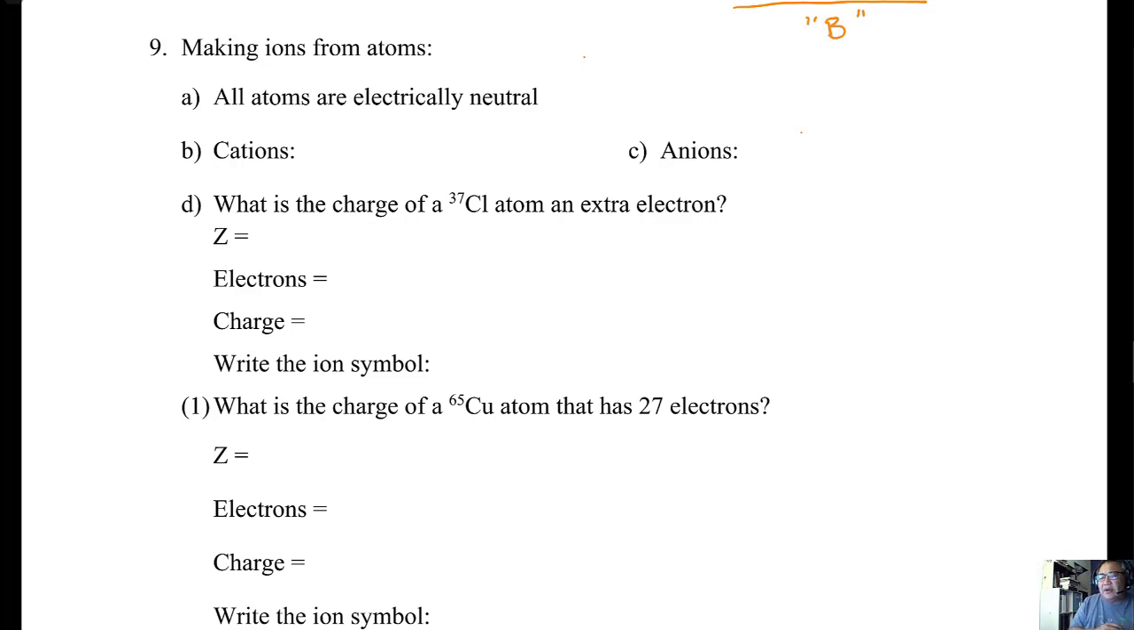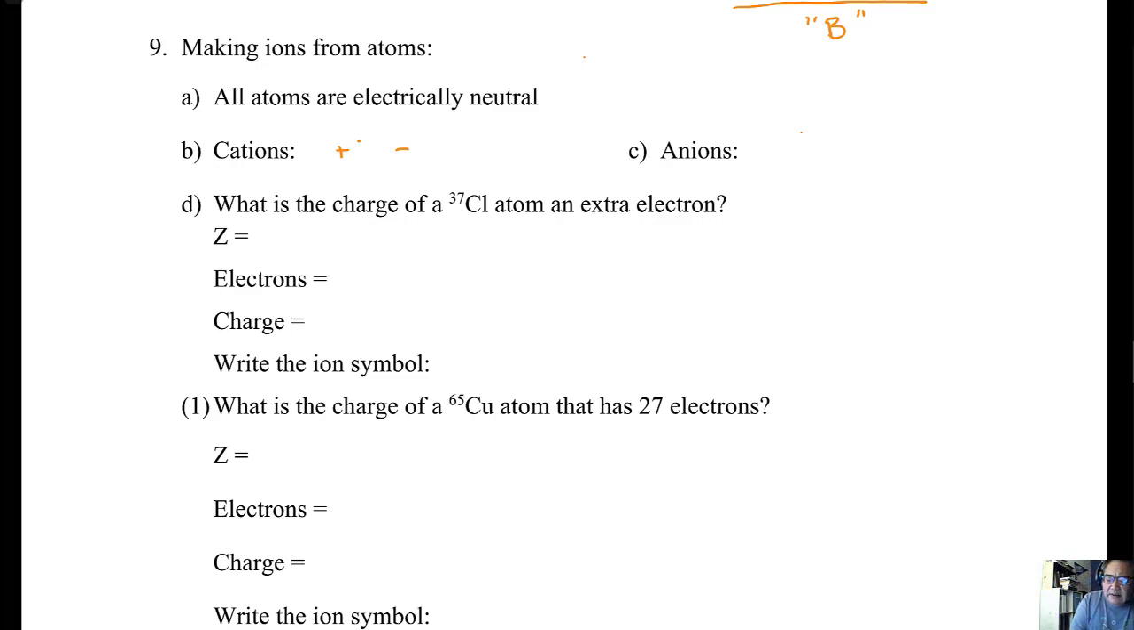So cations have a positive charge, right? So if cations have a positive charge, that means there's more positives than negatives, right? Which means it had to lose electrons because it can't lose the protons. The protons are in the nucleus. So you can lose electrons from the outside and make an ion out of something.